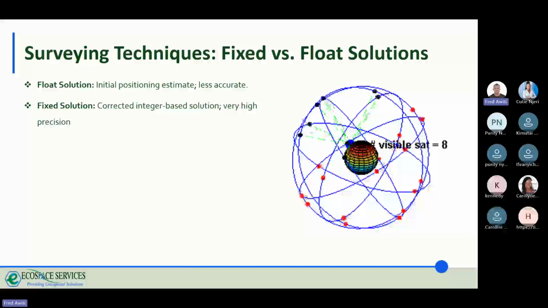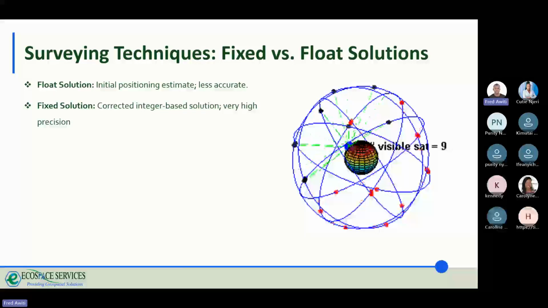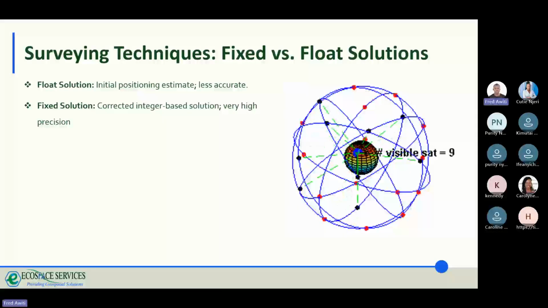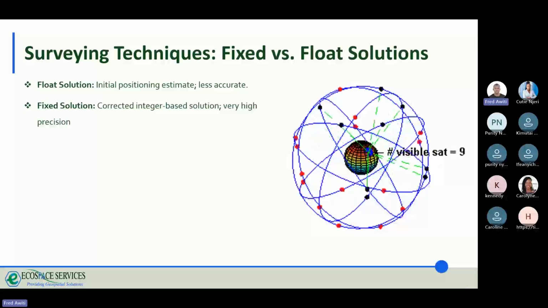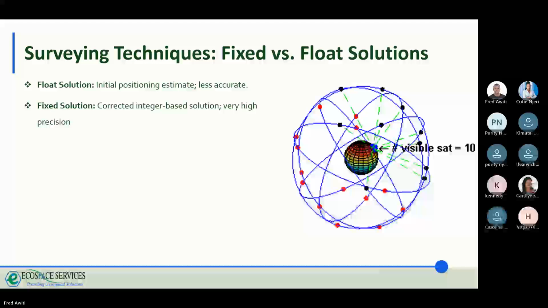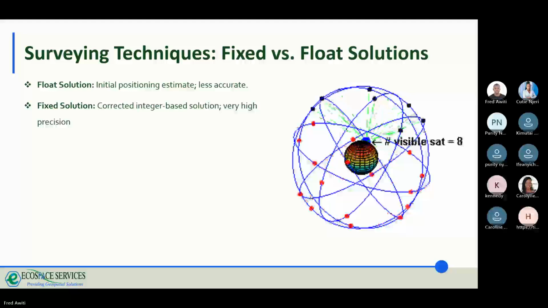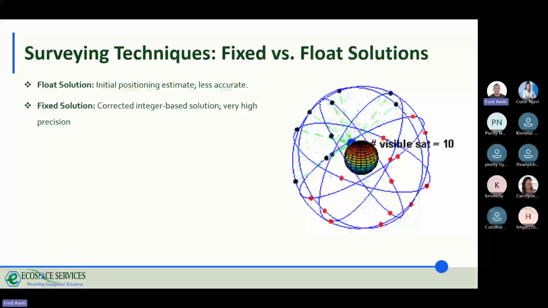But remember, you can still get a float solution. Your receiver can be able to consume more than even 10 satellites. The base can even consume more than 20 satellites, but you're still getting a float. Why? There's multipath. Maybe out of all those, there are at least 4 satellites that are not converging. There's your time synchronization at that particular moment. There's maybe a cloud that is obstructing you.